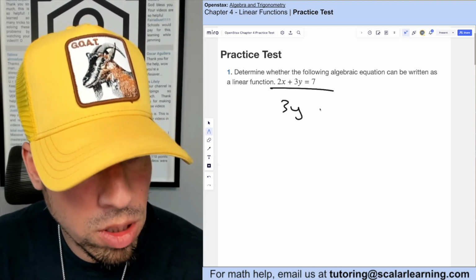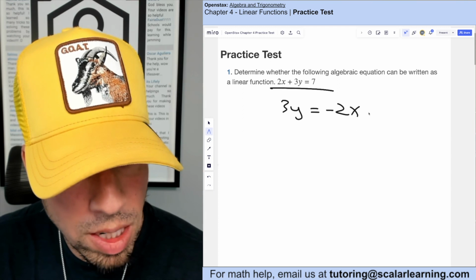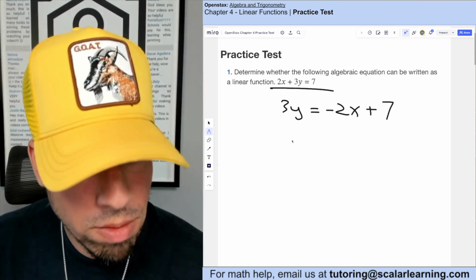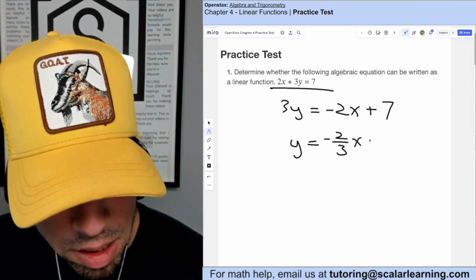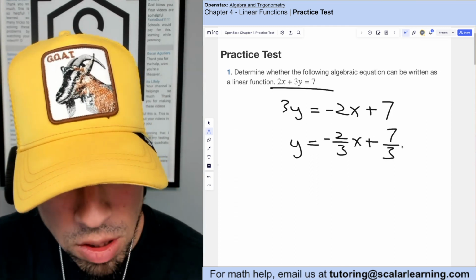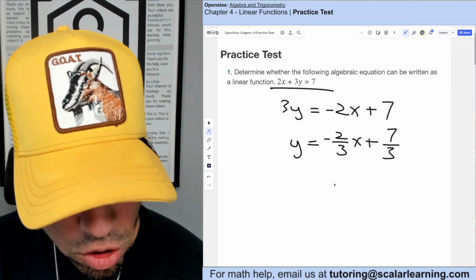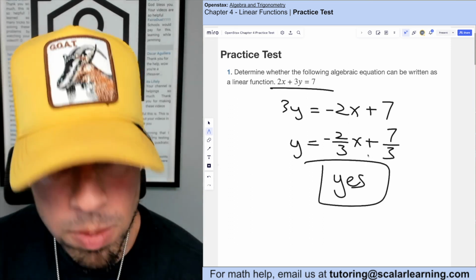So first, I'm going to subtract 2x from both sides. So we got negative 2x plus 7. Then we're going to divide by 3. We got y equals negative 2 divided by 3, or negative 2/3 x, plus 7 divided by 3, or 7/3. So that's how you would do it. So the answer is yes, boom, done.